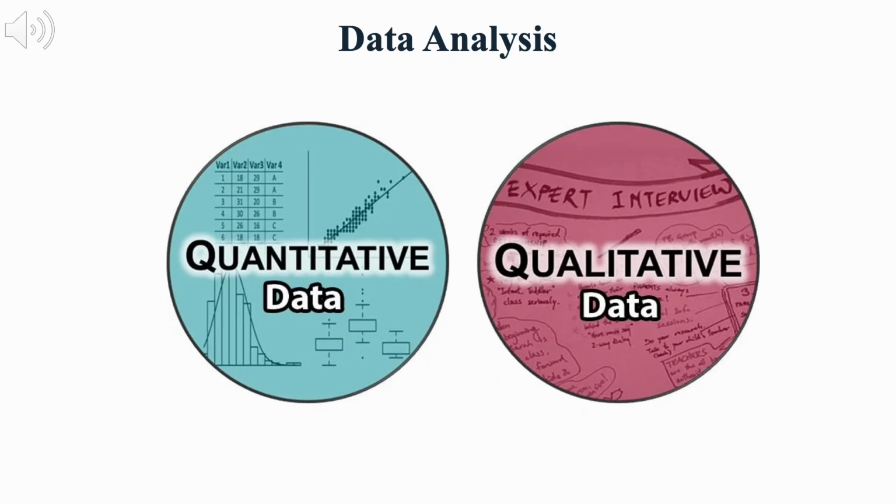There are two main types of data analysis: quantitative data, which deals with numerical values, statistical measurements, and structured data, and qualitative data, which focuses on non-numerical insights, such as expert interviews, observations, and textual analysis. Both approaches provide valuable perspectives for research, depending on the study's objectives. We're going to explore some of the main approaches used to analyze these data types.